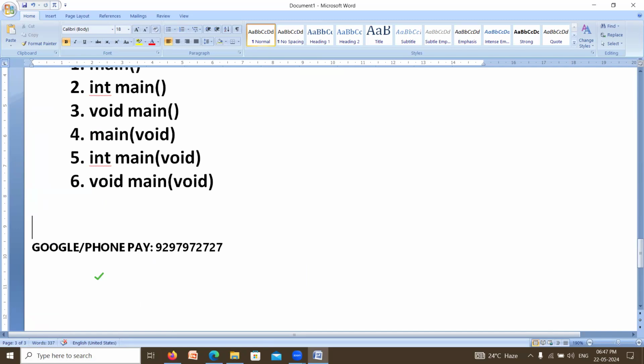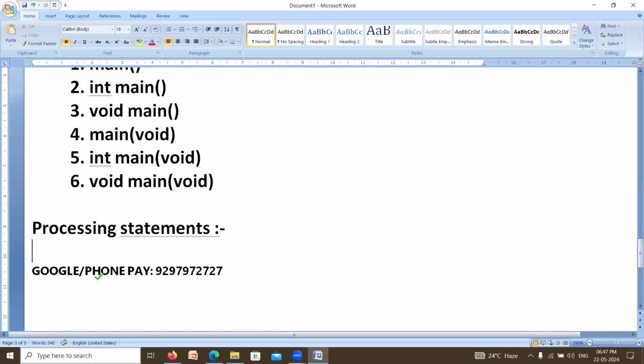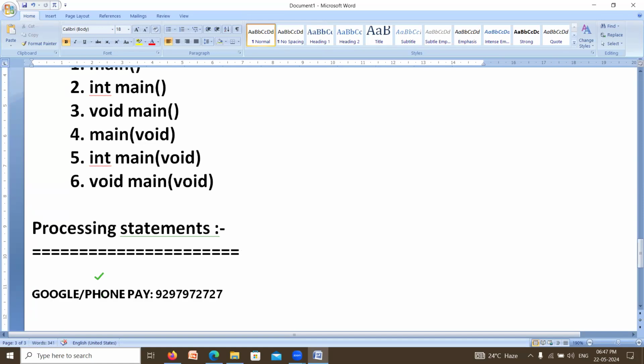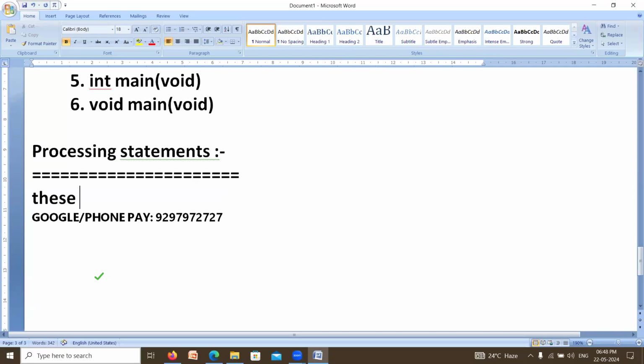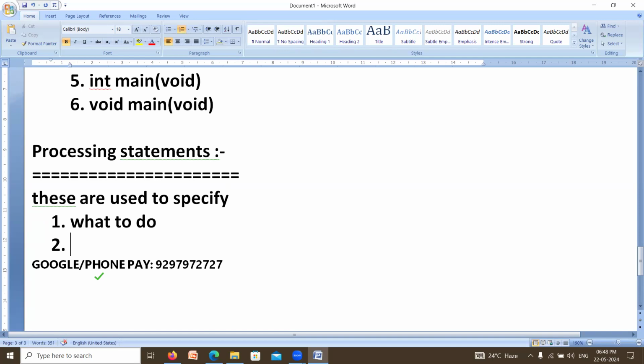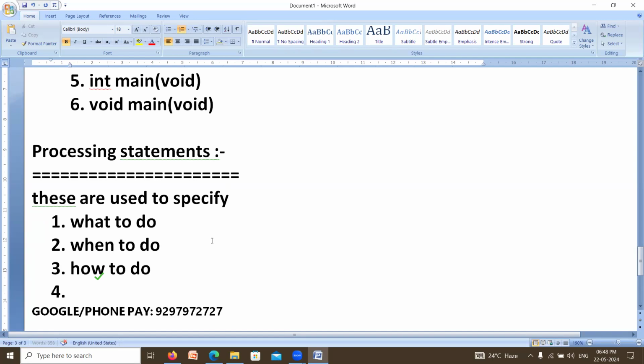Right. The next one, processing statements. Processing statements are nothing but the solution to the given problem. We need to write the solution in the form of statements. A statement is nothing but a line of code. In that line of code, we need to specify 3 things. One is what to do: to solve a problem, what you have to do. When to do: when you have to do the task. How to do: how you have to do the task. The statements that tell about these 3 are called processing statements, in order to solve the problem.